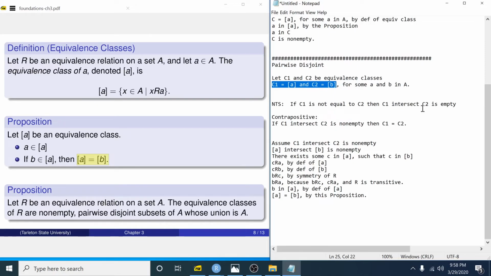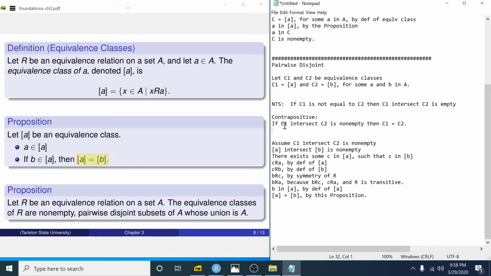But really the contrapositive of that is saying, well, if they intersect at all, they have to literally be the same thing. That's another way of saying pairwise disjoint. The only way you can intersect is if you're the same set, right? You can't have two different sets that intersect because then they wouldn't be pairwise disjoint. So this is what we wanted to prove. We wanted to prove this contrapositive.